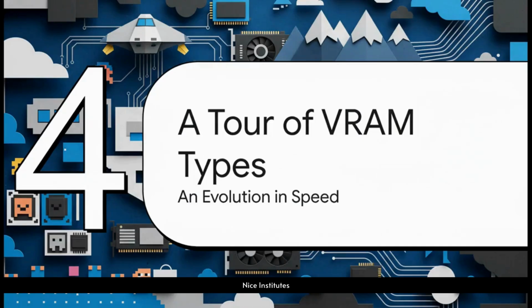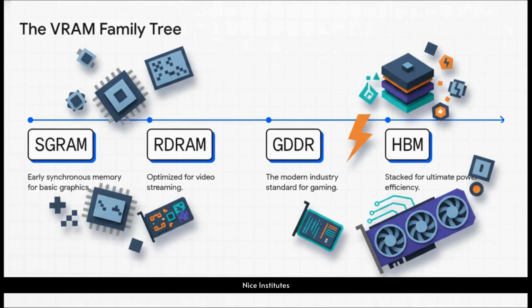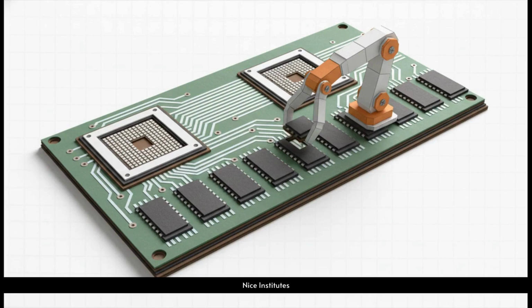Okay, so now that we know what makes it tick, let's do a really quick tour of the different kinds of VRAM out there. This is basically a story of non-stop evolution, always racing to keep up with our hunger for better and better graphics. The family tree has a few old branches, like SRAM and RDRAM. But honestly, the two main players you need to know about today are GDDR and HBM. They're the ones that really matter right now. So first up is GDDR. That stands for Graphics Double Data Rate.